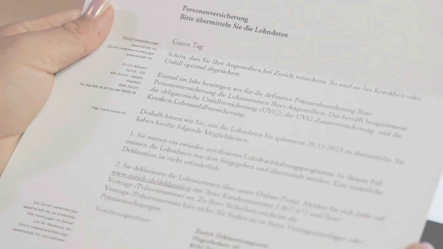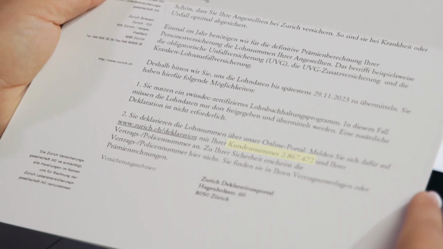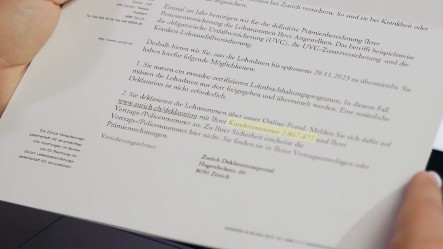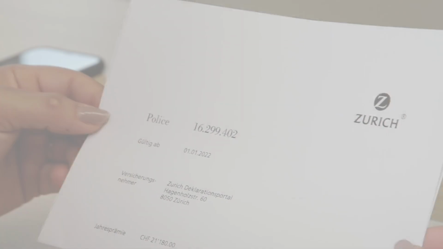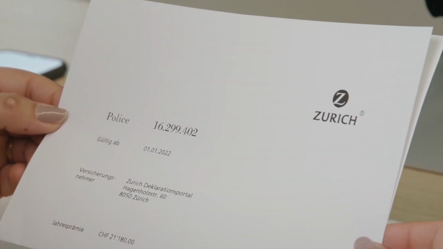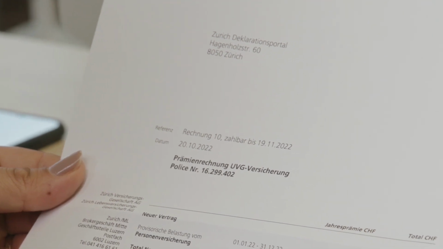The customer number can be found on the invitation letter that you will have received by mail. The contract or policy number will not be shown in this letter for data security reasons. Please find this number on any other document you have received from us, for example, a policy or an invoice.